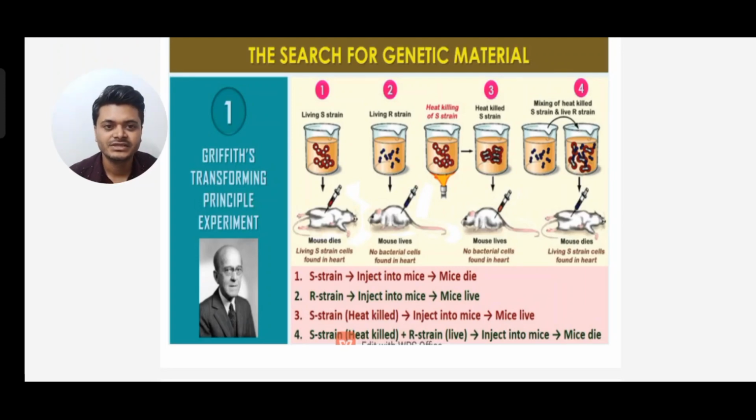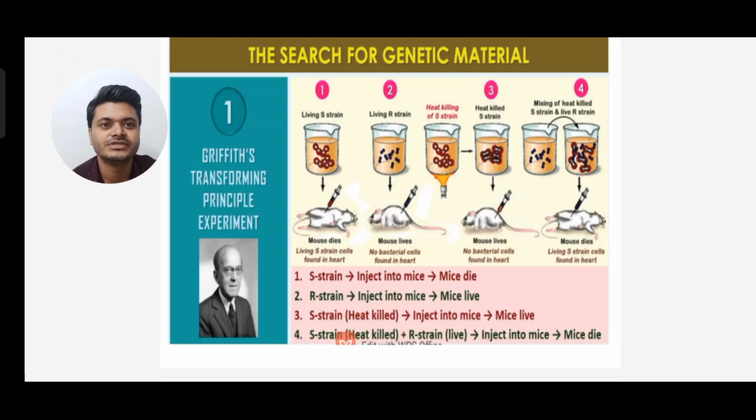Next, the S strain was heat killed, and then again it was injected into a mice, and the mice lived. Now what they did was a combination of the second and third one. The heat killed S strain was added with the live R strain, and when it was injected in a mice, they were shocked that the mice were dead.